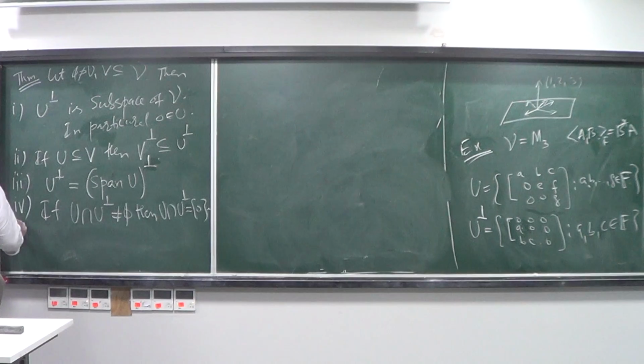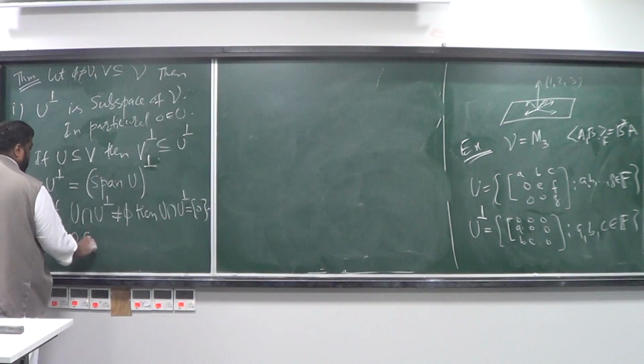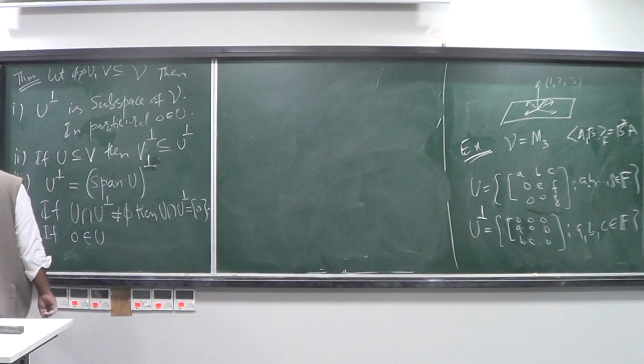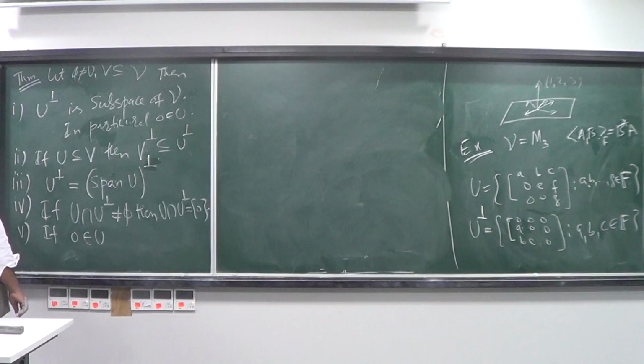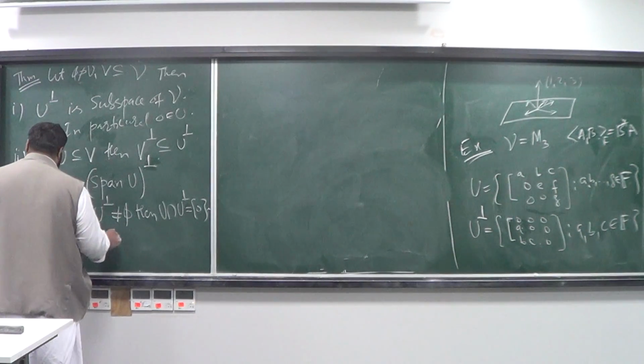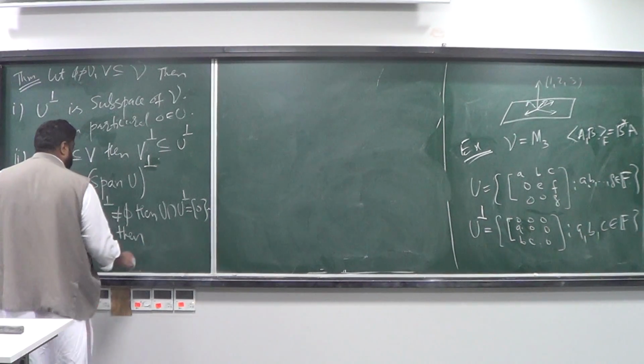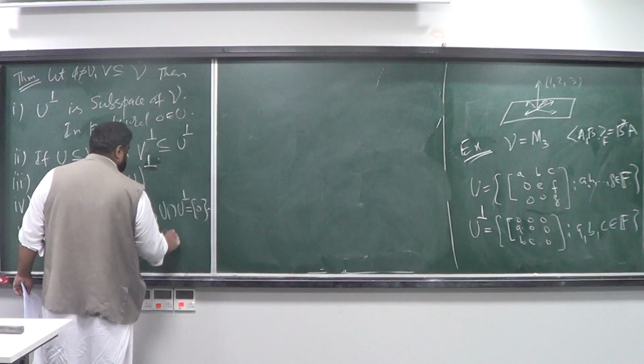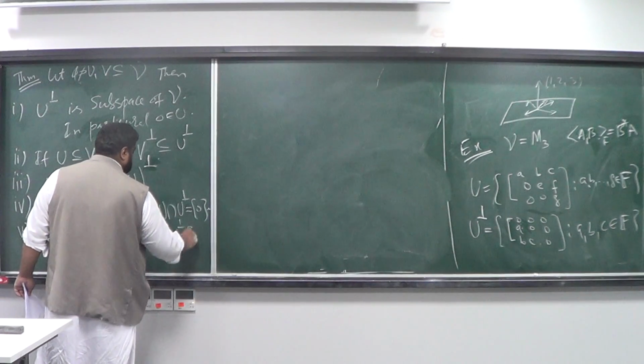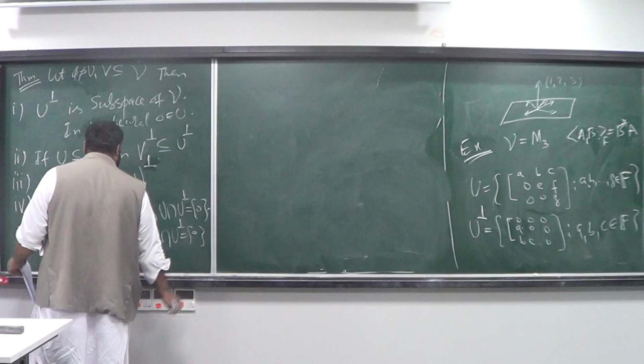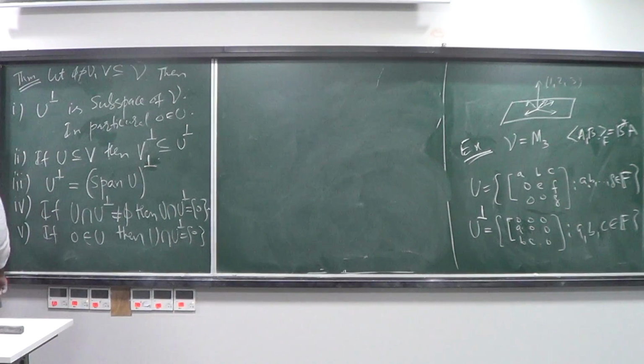The fifth is that if 0 belongs to the set U, then U intersection U perp is still 0.